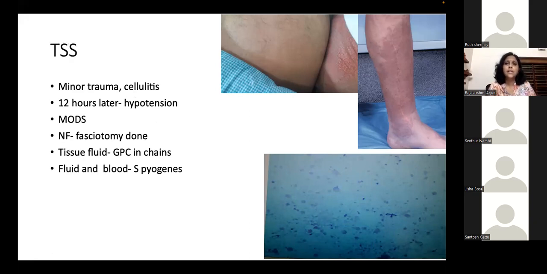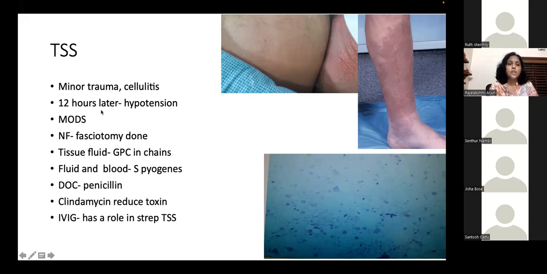So this is classically a toxic shock syndrome because this patient also has hypotension. The drug of choice is penicillin. Clindamycin is added to reduce the toxin. IVIG has a role in strep-related toxic shock syndrome.